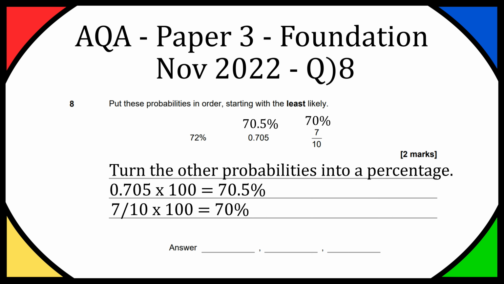So now we've converted them into percentages, we can see we have 72%, 70.5%, that's the decimal, and 70% is the fraction. So if we want to put them in the order from least to most likely probabilities, we'd start with the 70%, which is 7 over 10, and then we'd be going over to the 70.5%, which is 0.705, and then the largest one is the 72%. So that's going to be our final answer.